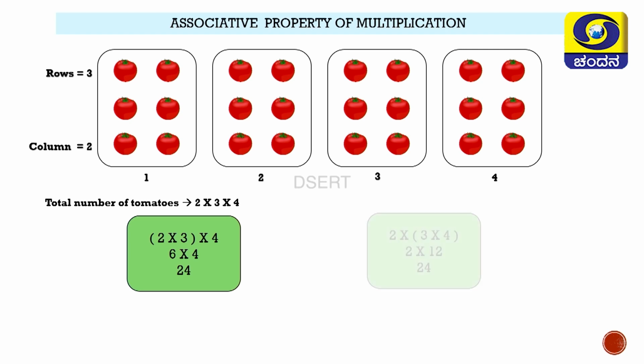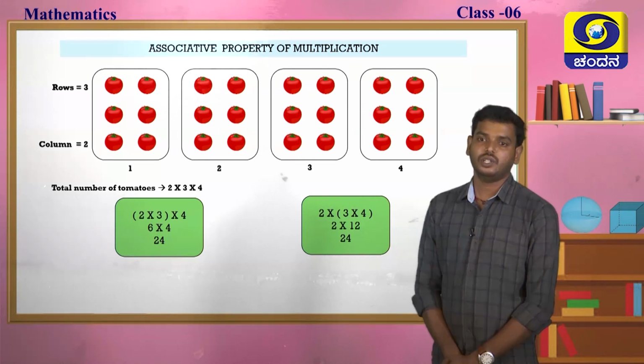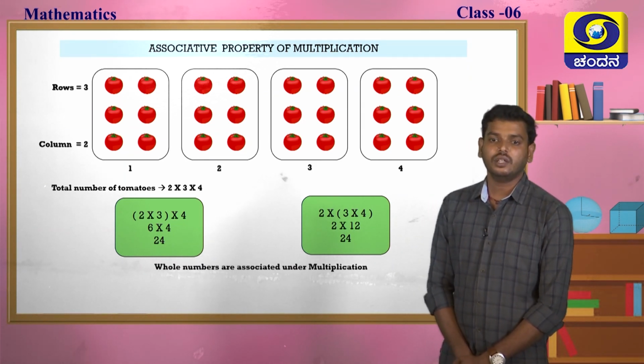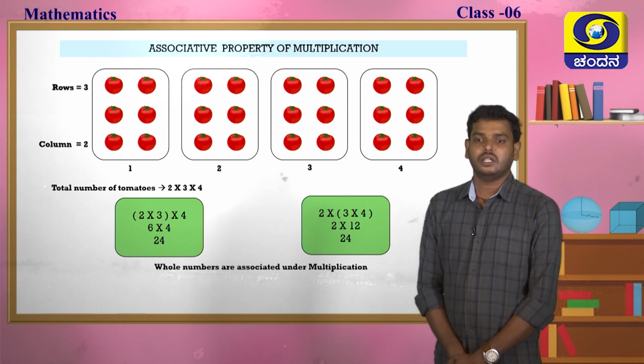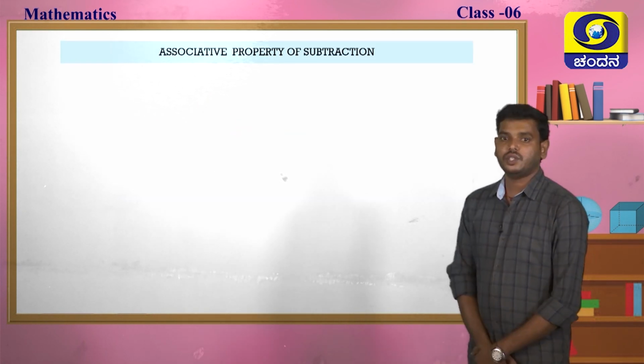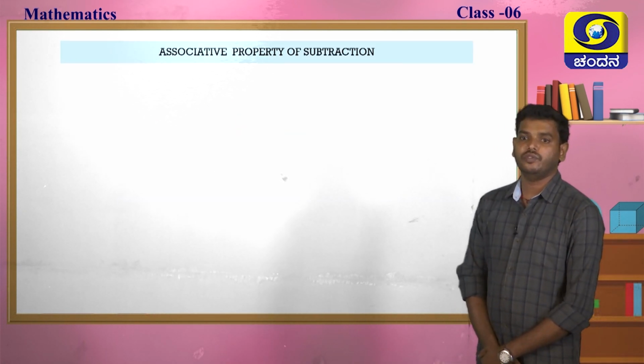In another way, 2 into 3 into 4, the last two numbers we will group here, so that we will get 2 into 12, the answer is 24. Is it correct children? Hence, I can conclude that whole numbers are associated under multiplication. Next, we will move to the associative property of subtraction.